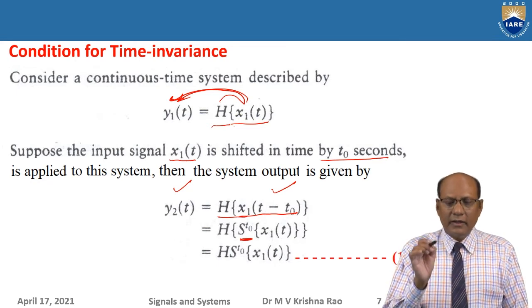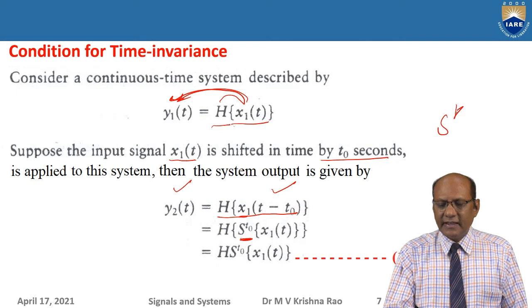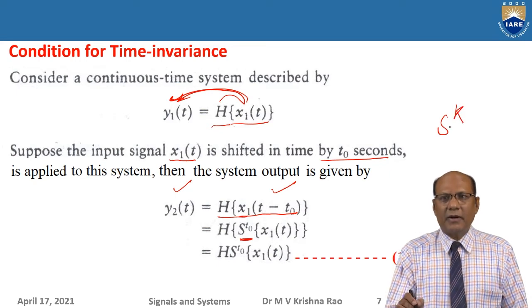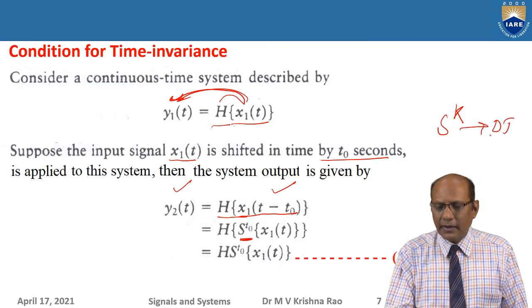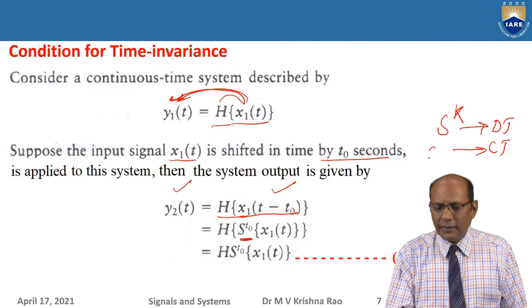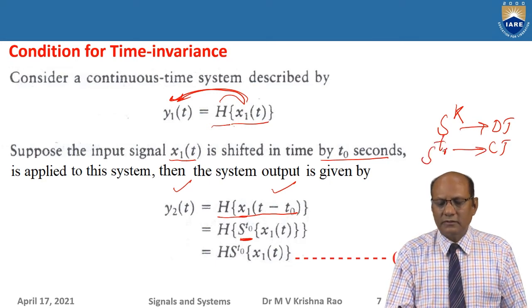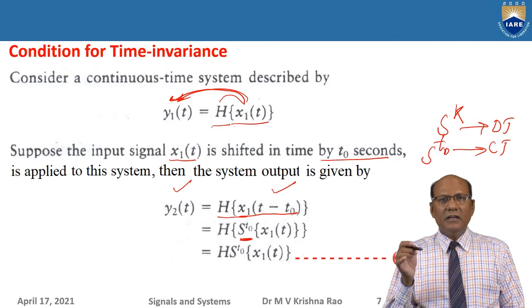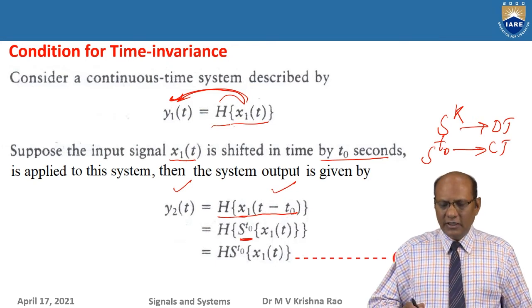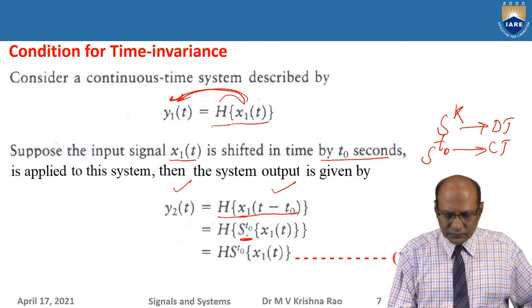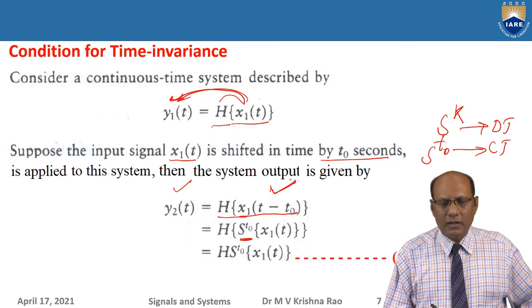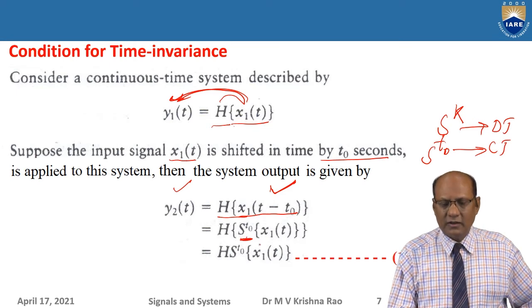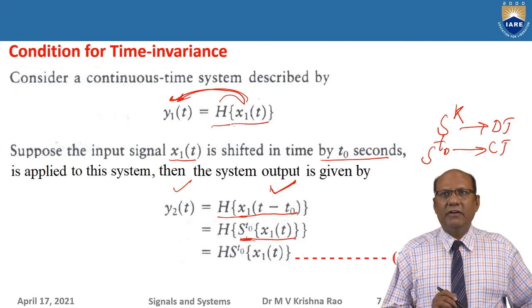Previously, when we studied, we used the discrete time shift operator. What about this s to the power of t0? It is continuous time. Continuous time operator is s to the power of t0. Any shift is possible here. It is not only one sample shift. So this continuous shift is expressed by s to the power of t0 on the given input.